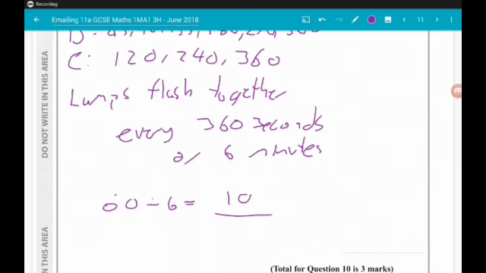As a little side note, I just checked the mark scheme for this one because I thought it was a bit dodgy. Do we count the flash at the start? So you would be alright with an answer of 10 or 11. So 11 would be counting the flash at the start and then the next 10 over the hour. So 10 or 11 is fine here.